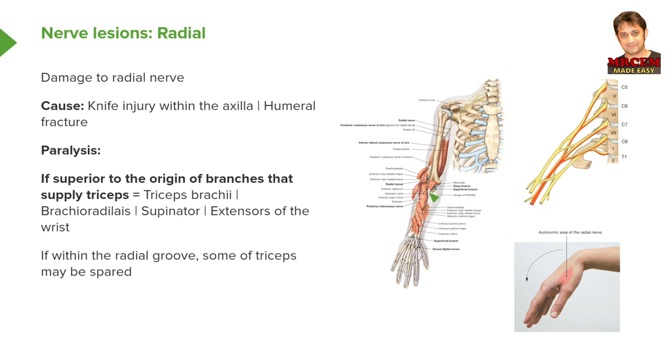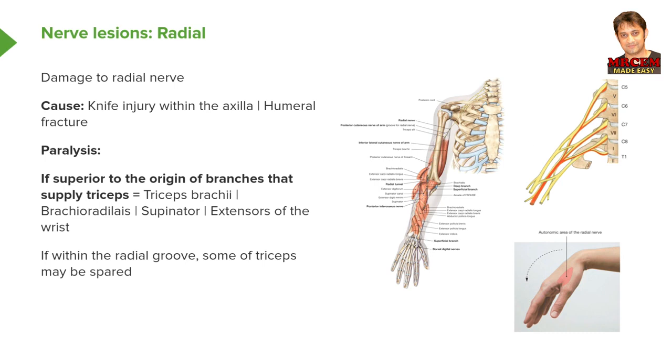Paralysis, well, if the damage to the radial nerve occurs superior to the origin of the branches that supply triceps, then triceps brachii, brachioradialis, supinator, and the extensors of the wrist will all be damaged.